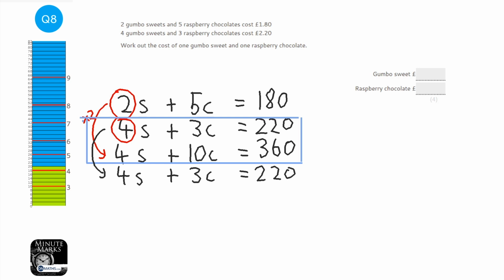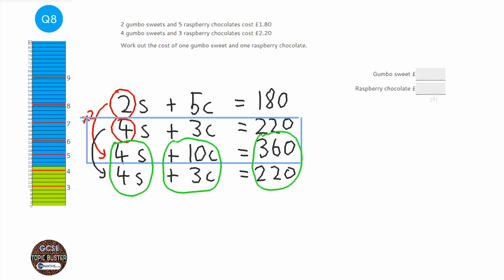Now at this stage we work downwards. So we're working downwards, we're looking at these two, and these two. And with simultaneous equations, you're always working downwards. Now we need to get rid of the S's, and that's the whole point of doing this with simultaneous equations.